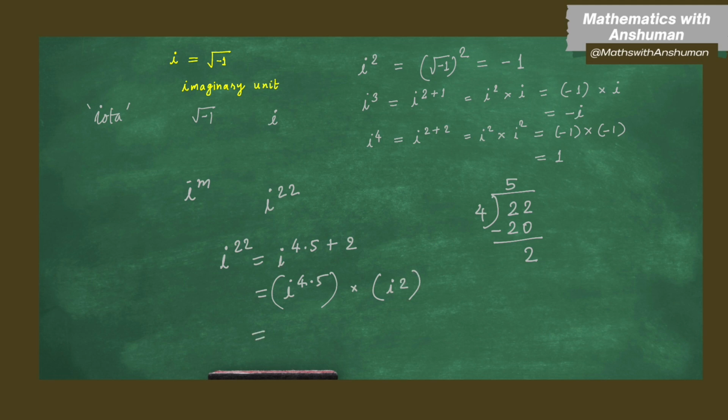Now we know that iota raised to the power 4 is 1, so 1 to the power 5 multiplied by iota square, that is minus 1. So the value is 1 into minus 1, that is negative 1. Now why don't you repeat this process as your homework and find out the value of iota raised to the power 27 and iota raised to the power 212.